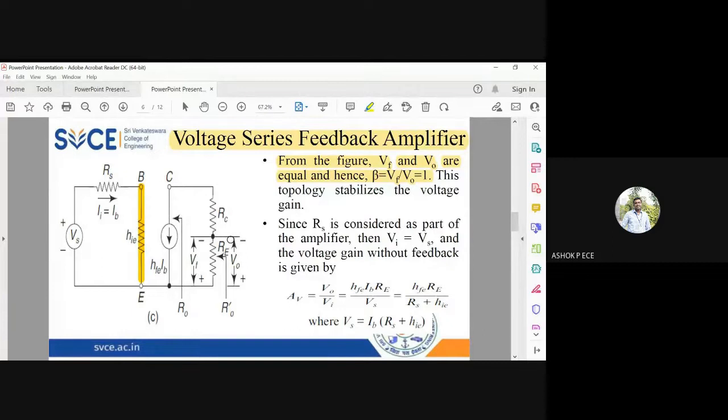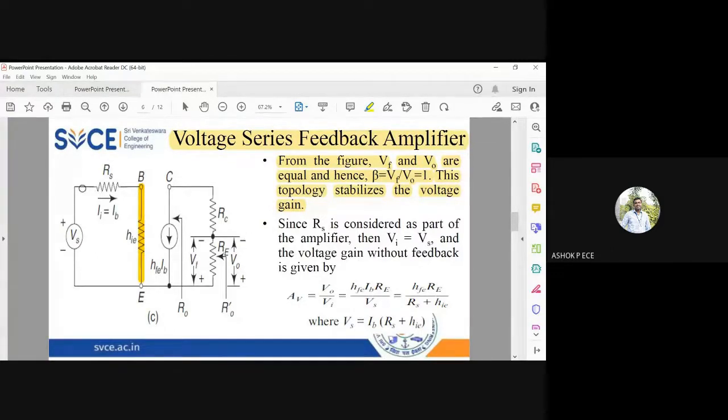The 4 topologies will have 4 different expressions for beta. So no expression for beta will be same for any 2 feedback configurations. It is going to be completely different. So for voltage series feedback, beta value is Vf by V0. And this is going to stabilize the voltage gain. Already you know the voltage gain is 1. It is going to maintain at 1 only.